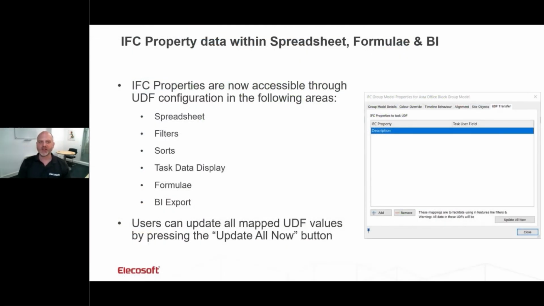The next feature here relates to the extraction of data from the IFC and populating that into a user-defined field within Powerproject. By being able to take information from the model and adding it into user-defined fields, that data becomes accessible, such as in the spreadsheet, in filters, but also in formula and in the BI export you can create from Powerproject. This means that all that rich data that's held within the model can be used further within Powerproject, but also exported into other systems.